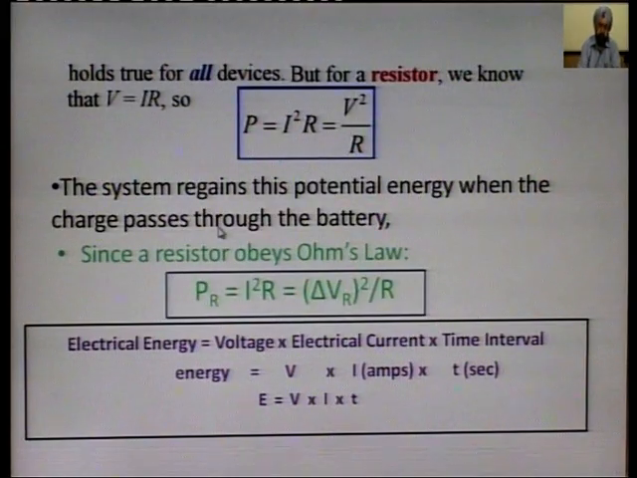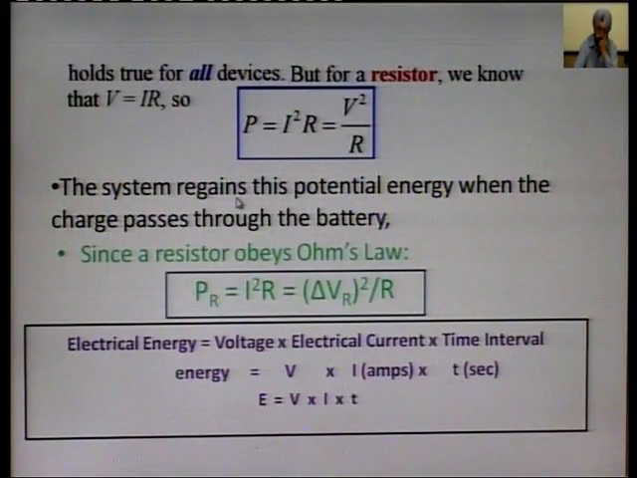This holds true for all the devices. Now, in a resistor, from Ohm's law, you know that V is equal to IR. So, P is equal to I into V. You put the value of V here, I into IR gives you I square R. If you put the value of I equal to V upon R, then V upon R into V gives you V square upon R.